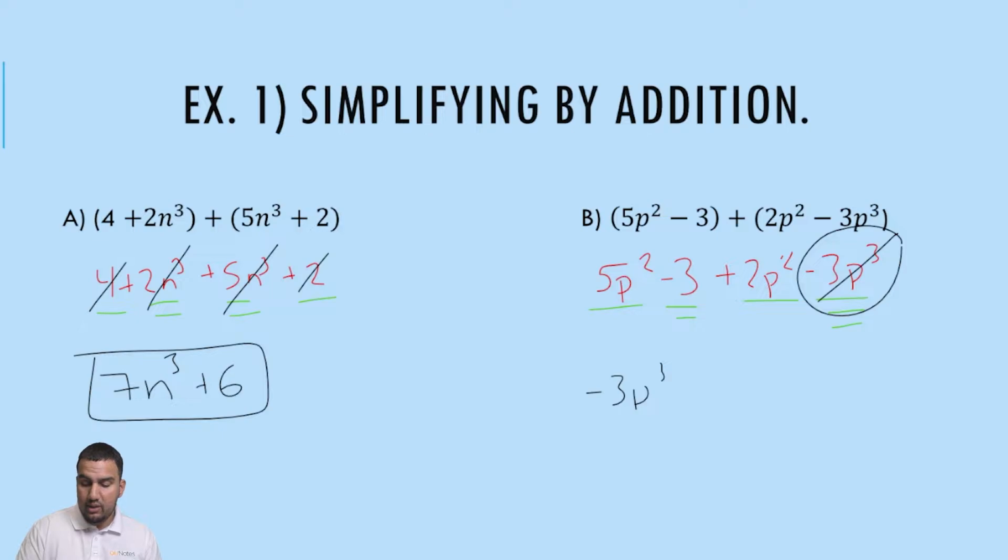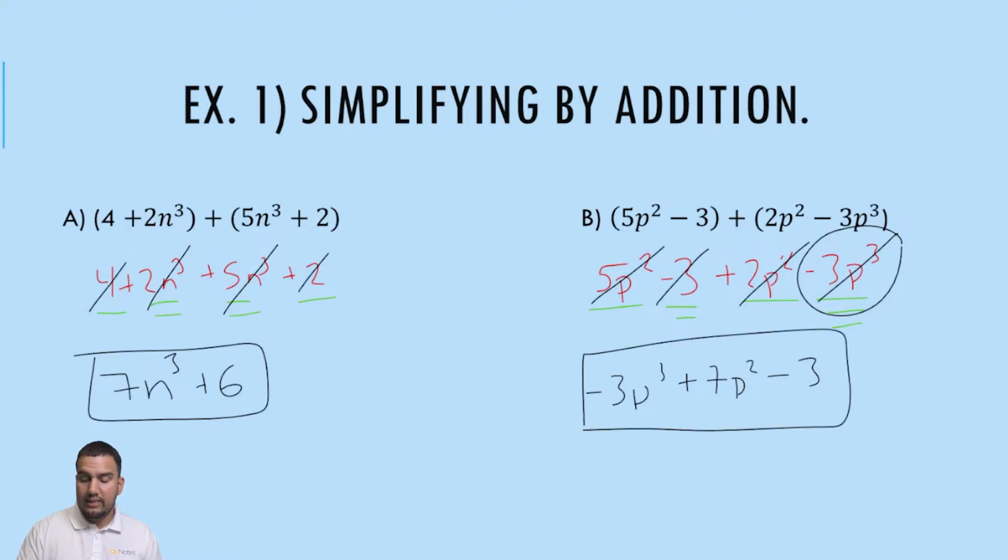5 plus 2 is 7. And I'm going to put the p squared right next to it. And then this is going to go ahead and cancel out. Then afterwards, I have a minus 3 by itself. So I'm going to go ahead and just draw minus 3 at the end, cross it off. And since I have nothing else to combine, this is as simplified as it can get. And it's in standard form because it starts off with the highest degree and it goes to the lowest degree.